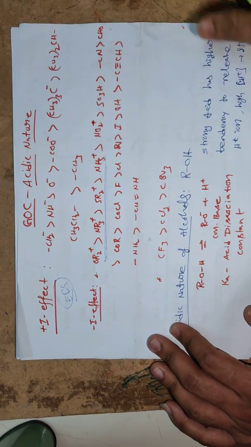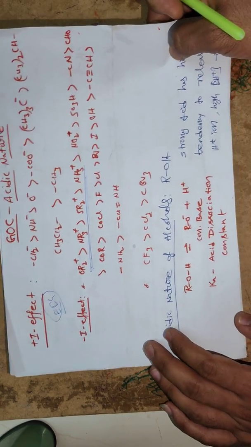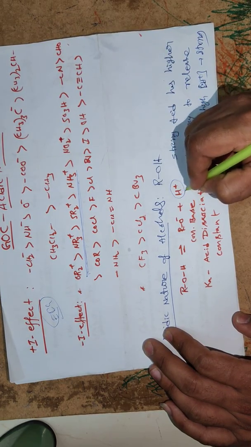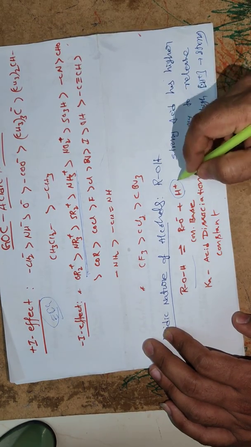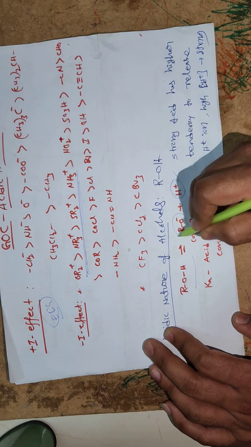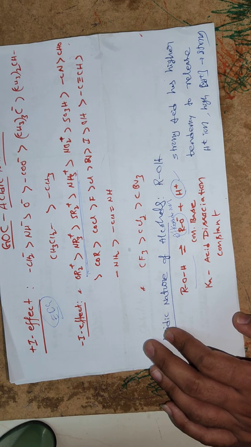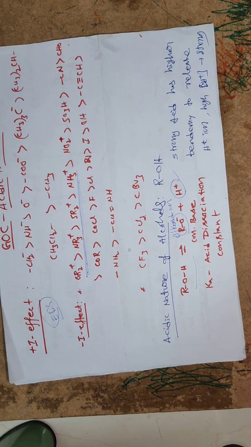Now I'm going to start with the acidic nature of alcohols. Generally, an acid means a proton donor. So this alcohol donates one proton and is converted into the alkoxide ion. Generally we know that this is the alkoxide ion. In the acidic nature of alcohols, there are different types of alcohols. We have to decide which alcohol is a stronger acid and which alcohol is a weaker acid.